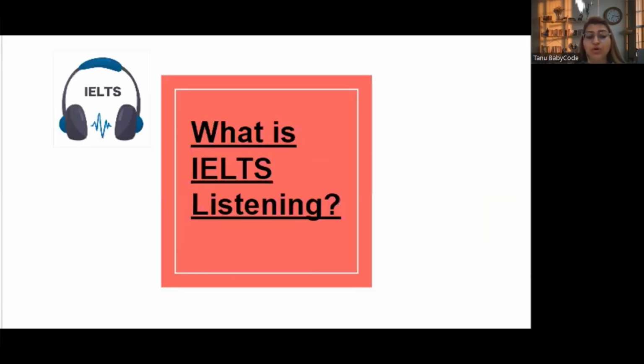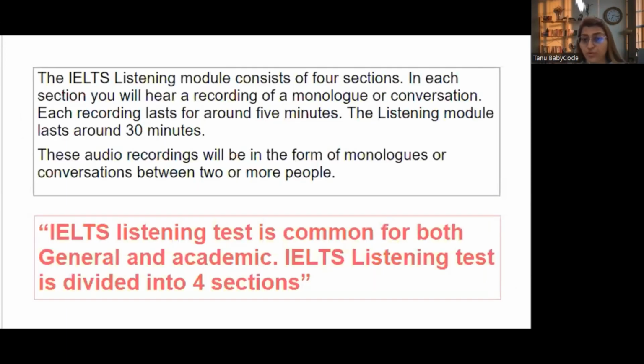Right, what is IELTS listening? IELTS listening is when you have to hear an audio, and on the basis of that audio, you have to find the answers to your questions. The listening module consists of 4 sections. In each section, you are going to hear a recording of a monologue or a conversation, and each recording will last approximately 5 minutes.